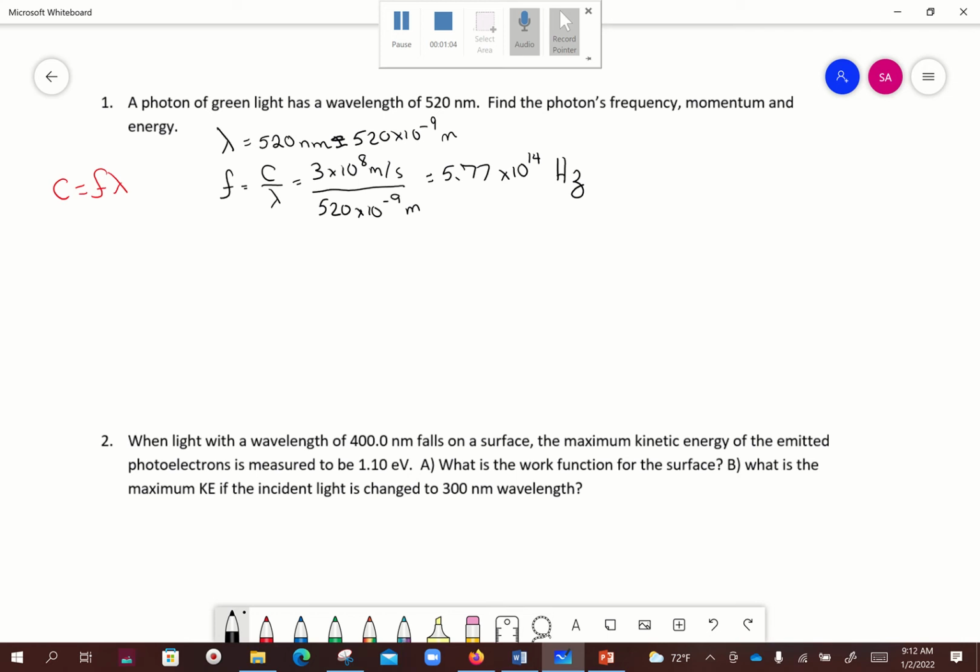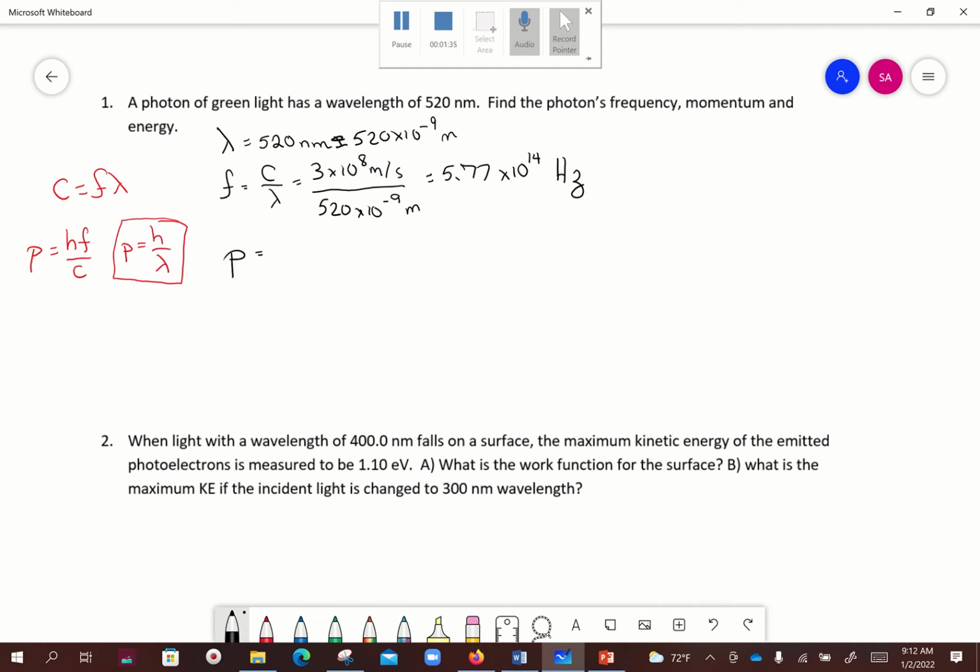Next thing is the momentum. We had two equations for the momentum. Let me write them over at the side. Momentum is equal to hf over c, or momentum is equal to h over lambda. Those are equivalent equations, so I could use either. I've found the frequency, but usually I like to do my calculations with things I'm actually given in the problem, so that if I messed up on my calculation of the frequency, I won't get the momentum wrong.